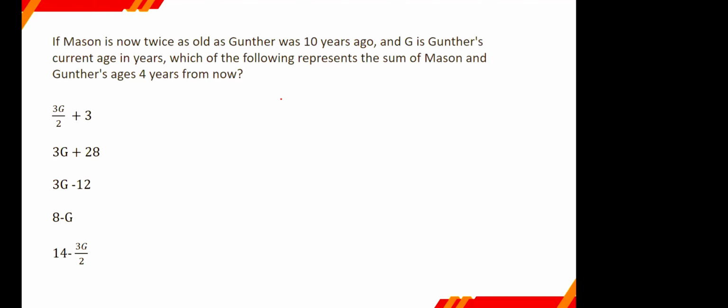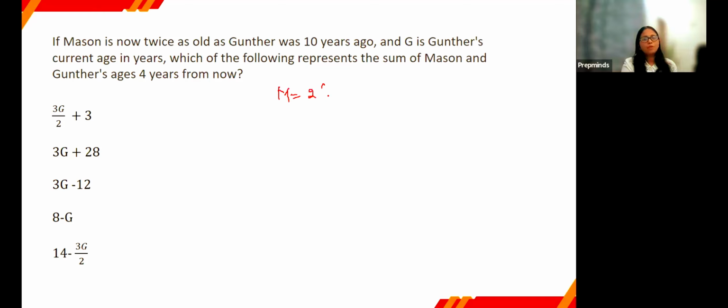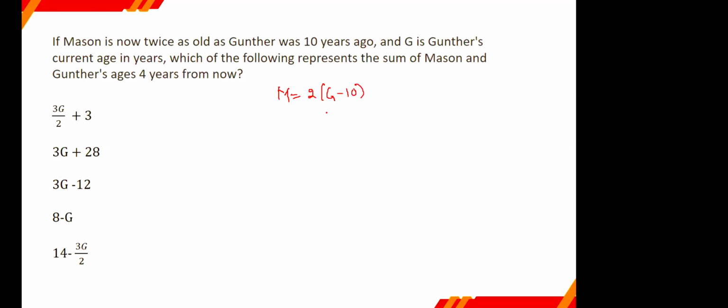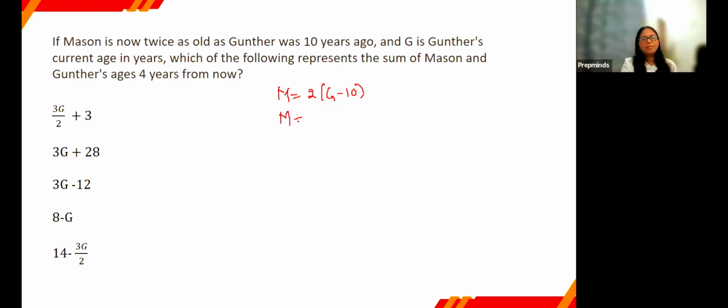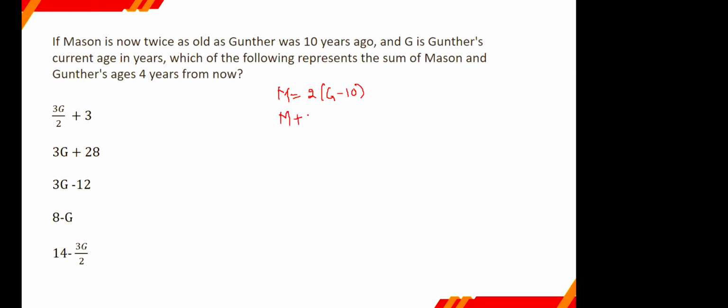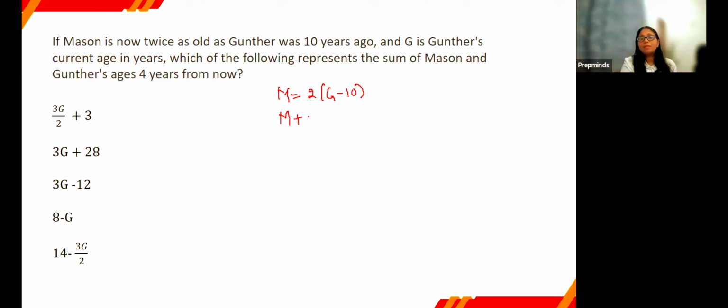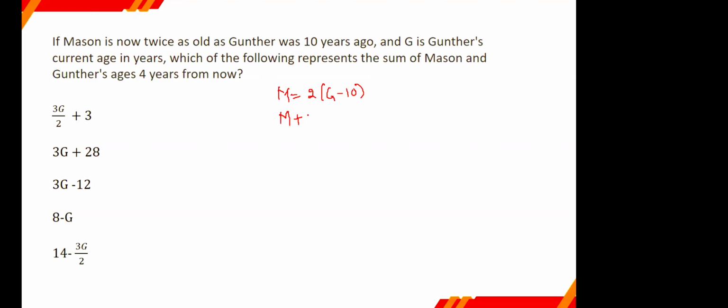Just form one equation. M is equal to 2 times (G minus 10). Got a relationship between M and G and put it in the required equation, which is M plus G plus 8. Why M plus G plus 8? Because it's requiring the sum of Mason and Gunther's age 4 years from now. So the current age is M plus G, and 4 years from now for both these will be plus 8.